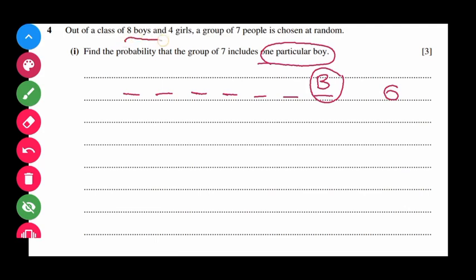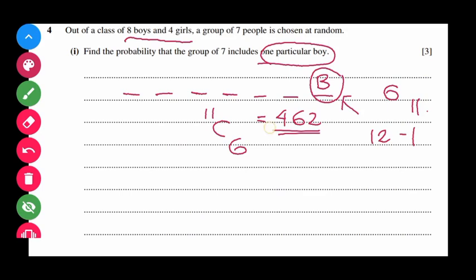Okay, now let's think the total number. Total there were 8 boys and 4 girls. That means total there were 12 members. But out of these 12 members, one boy is already chosen here. That means remaining we have only 11 members. That means out of 11, these 6 places to be filled in 11C6 ways, which is 462 ways. That means 462 ways you can select a group of 7 with one boy included always.